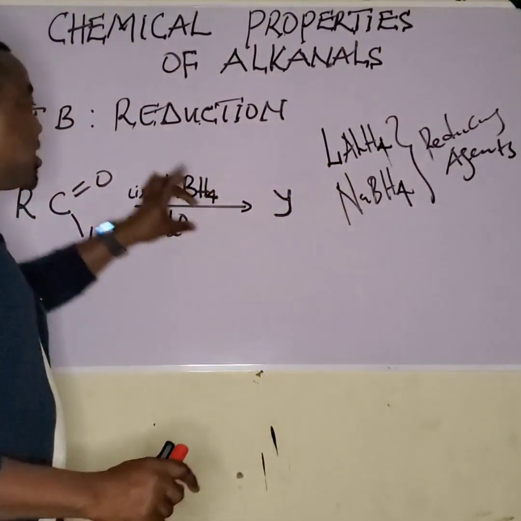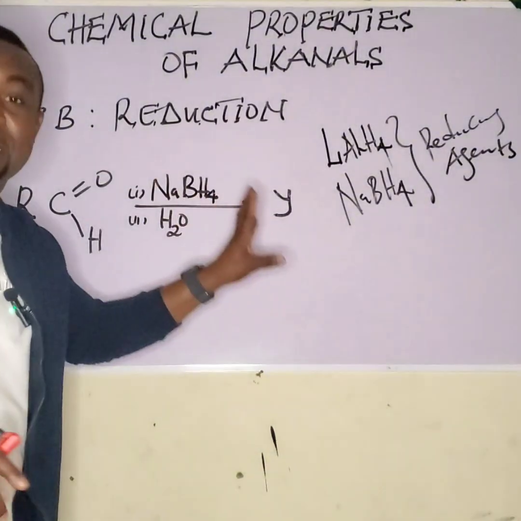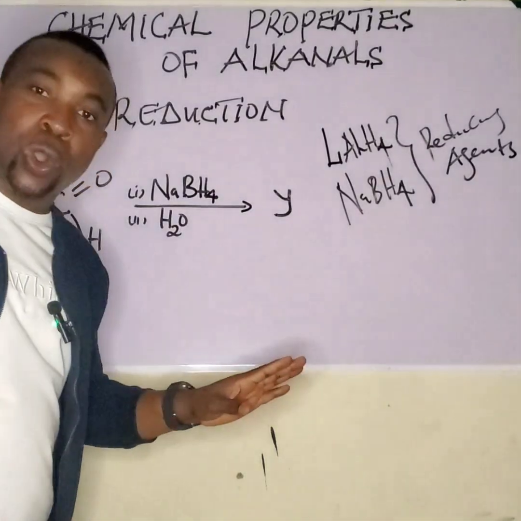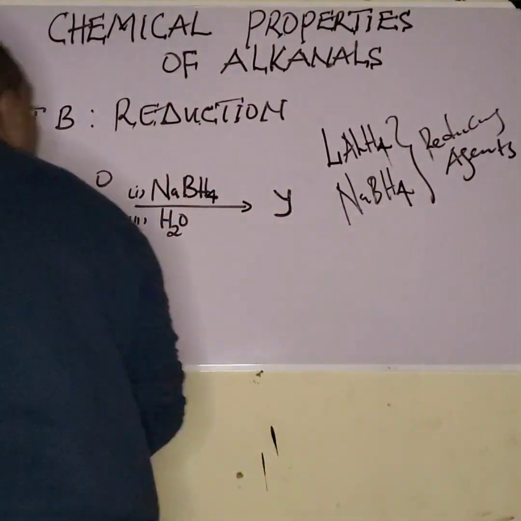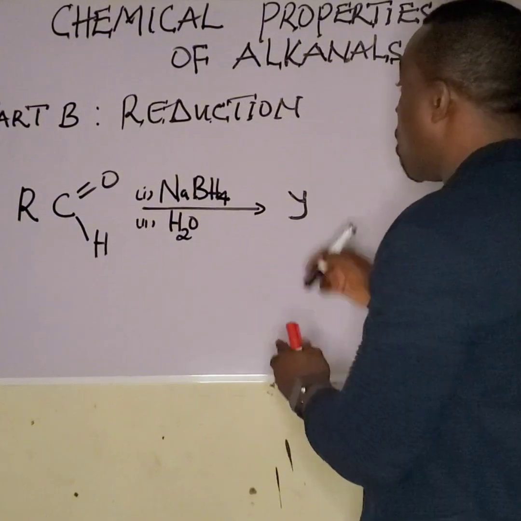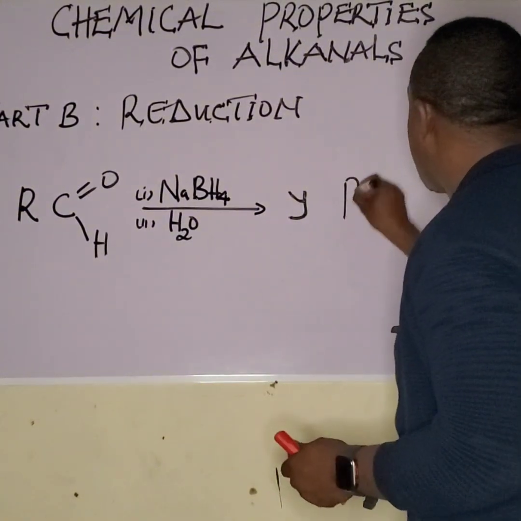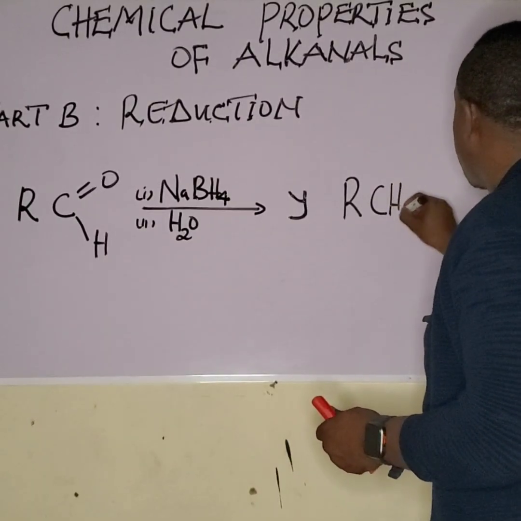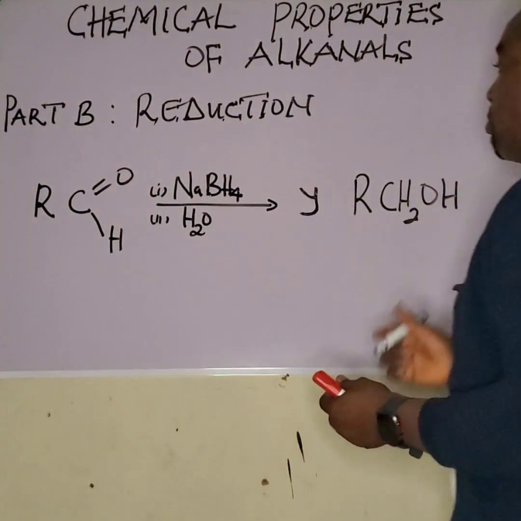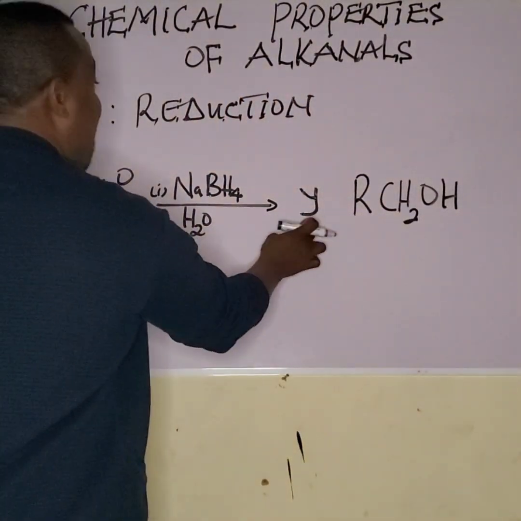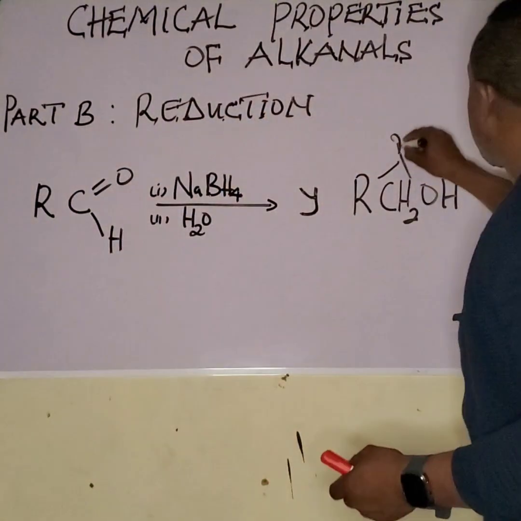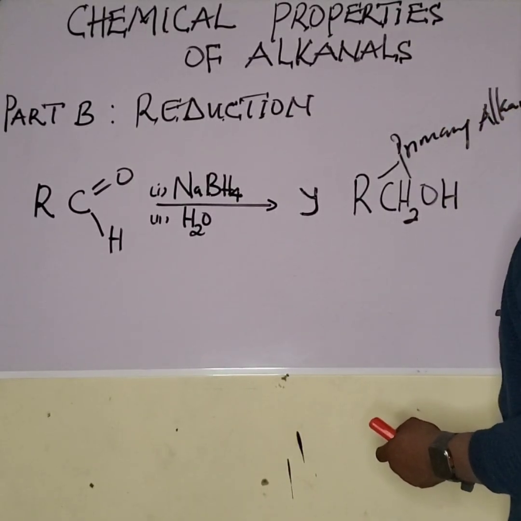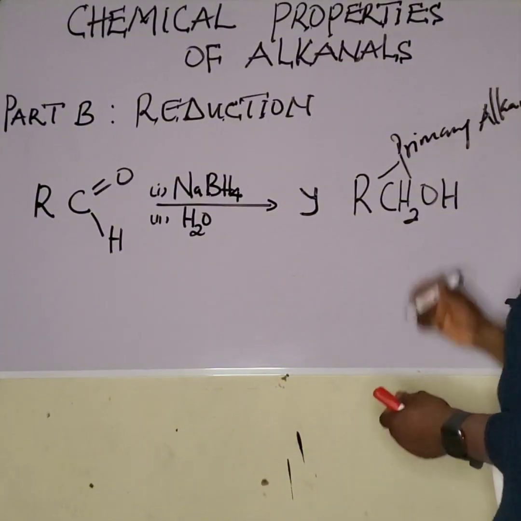So when you reduce them using this reducing agent, sodium tetrahydridoborate(III), you are going to get a primary alkanol. Here we represent the primary alkanol, which has CH2 and OH. This is the primary alkanol that is going to form. Remember, when you use a secondary alkanol, you are going to get a different answer. A primary alkanol will be formed here.